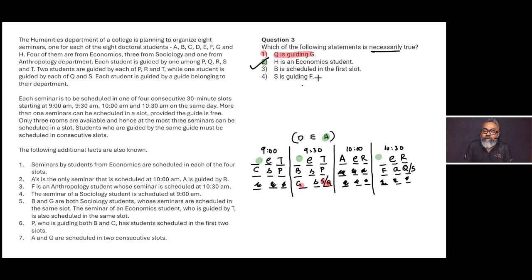B is scheduled in the first slot. No, B is scheduled in the second slot. Therefore, that goes. S is guiding F. S can guide F or Q can guide F. Both are possible. The answer to this question is 2.